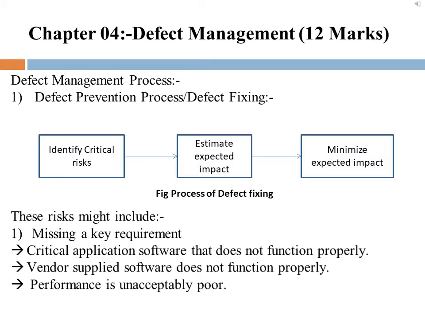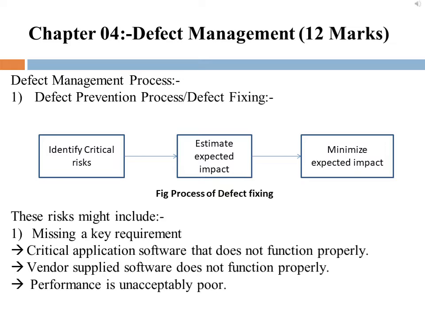Defect prevention is a cycle of risk analysis and actions based on its ranking. Defects found in verification or validation must be realistic and represent the possible areas of improvement in the development and testing process. The major steps for defect prevention, as shown in the figure, are identify the critical risks, estimate the expected impact and minimize the expected impact. So, I will explain these topics in short.